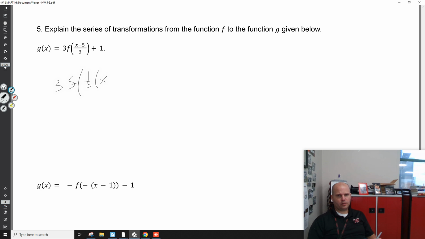First things first, I'm going to do this. Now, it does not matter what we talk about first, horizontal then vertical, or vertical then horizontal. Either works. Typically, we like to do x's before y's, but they're independent of one another.